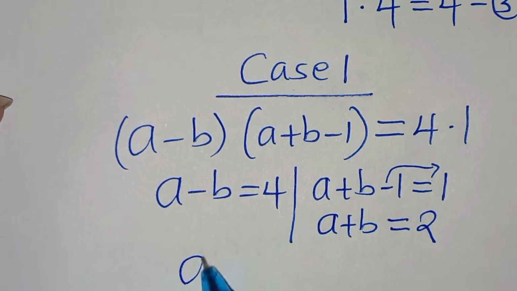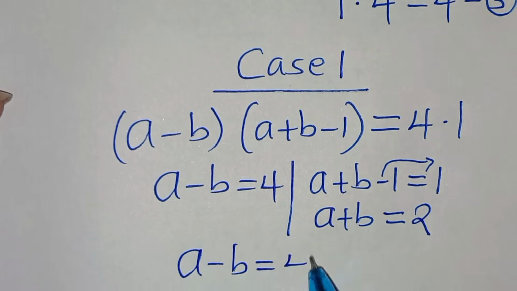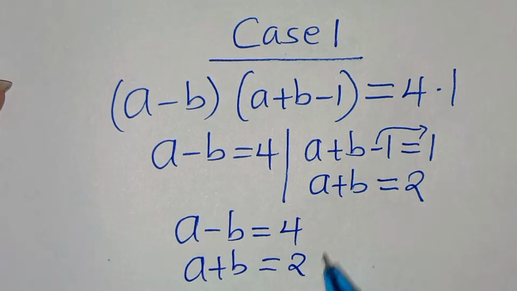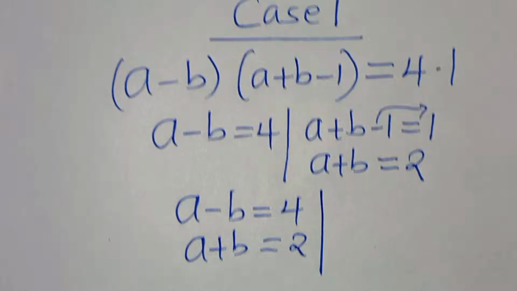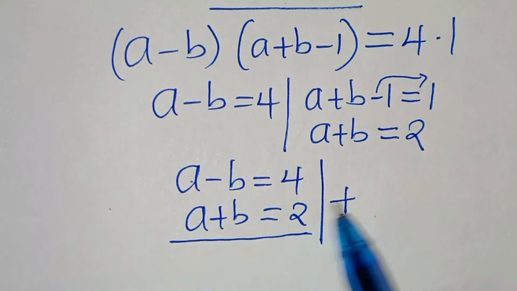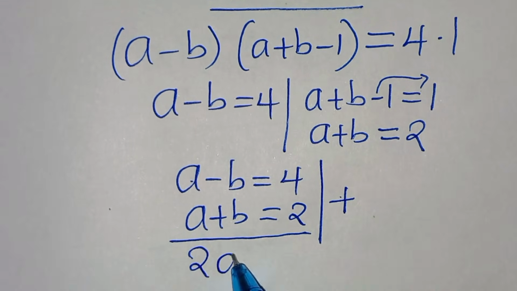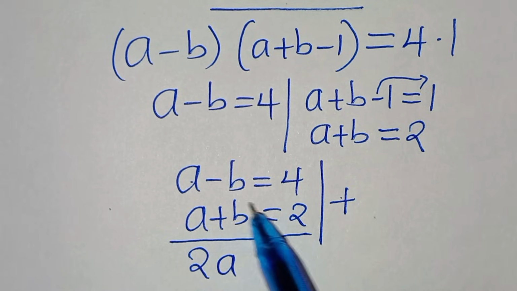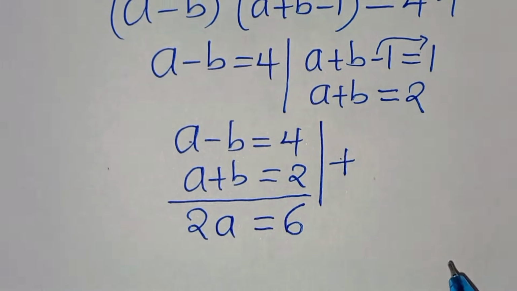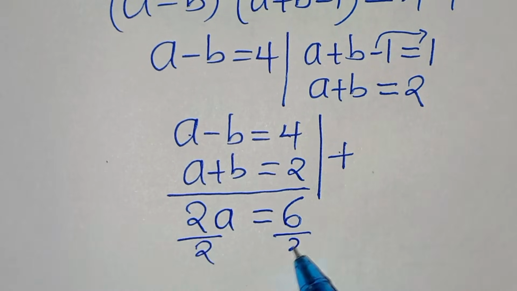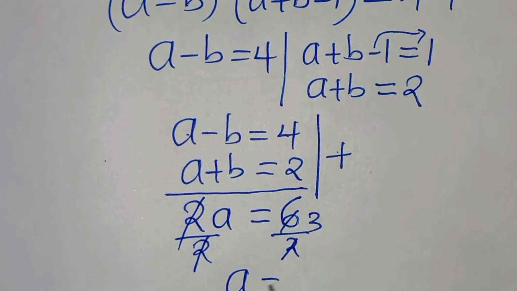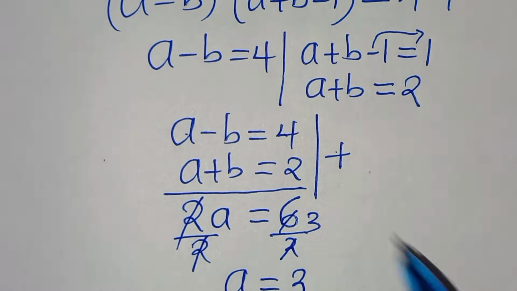So we have a minus b equal to 4, and we have a plus b equal to 2. Now these are two systems of linear equations. So let's sum these two equations. a plus a is equal to 2a, minus b plus b simplifies to zero, then 4 plus 2 is equal to 6. Let's divide both sides by 2, and this means that a is equal to 3. Let's solve for b.